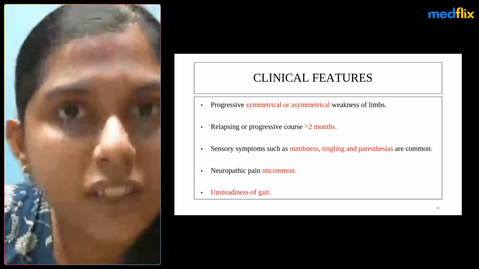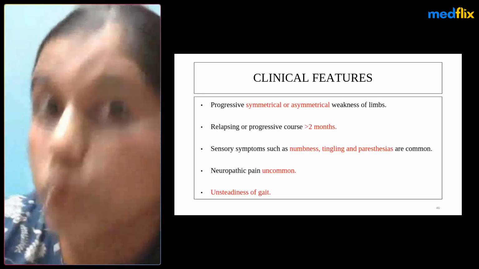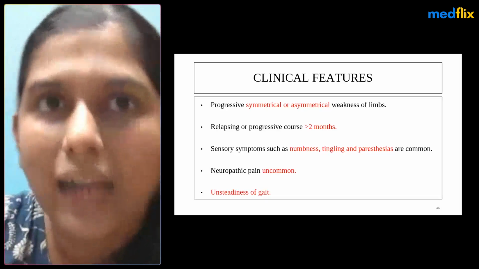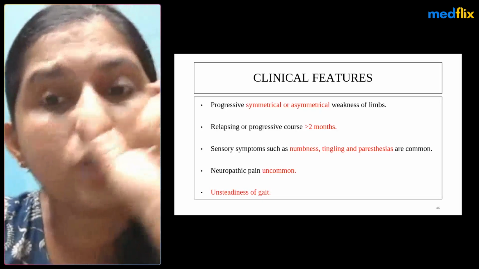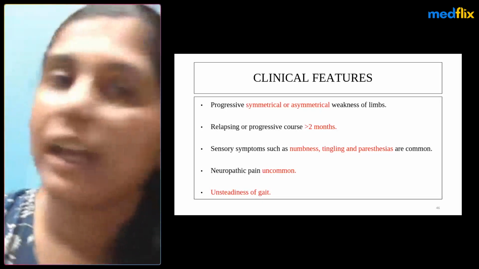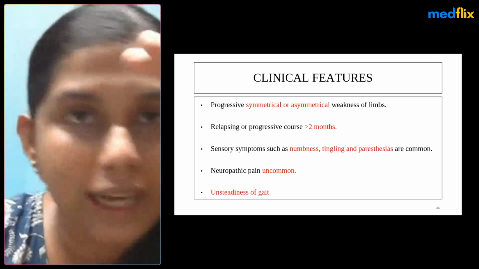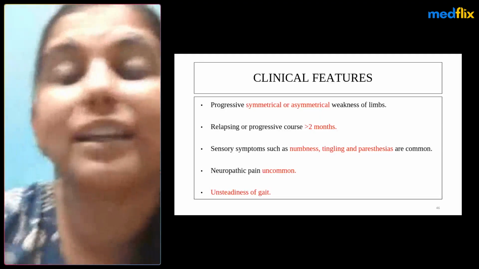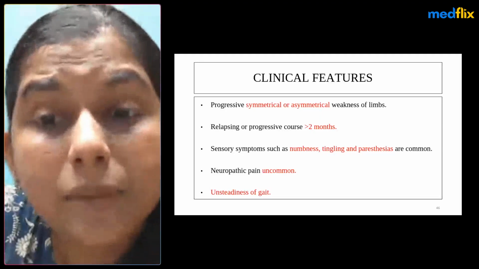So clinical features, again, it is progressive, it is usually symmetrical, can be asymmetrical, relapsing or progressive. The cutoff here is 2 months, because anything less than 2 months, if it's 4 weeks, it's AIDP, 4 to 8 weeks, it is SIDP, and then beyond that, it is CIDP. The sensory symptoms are common.